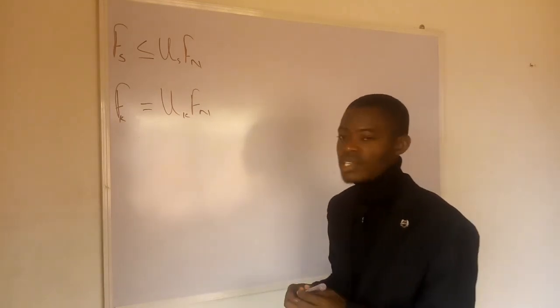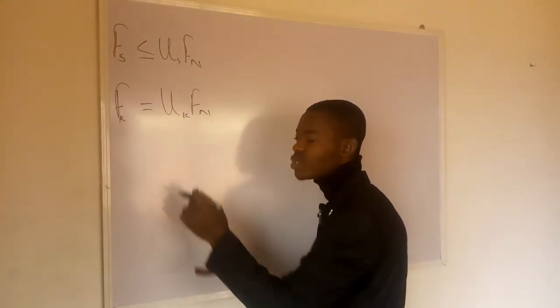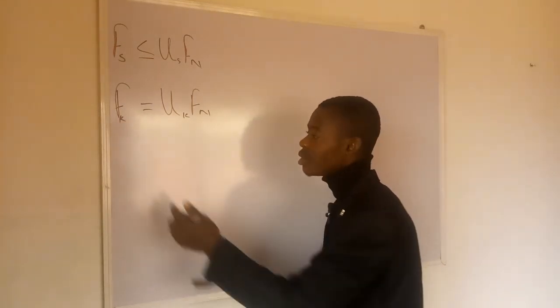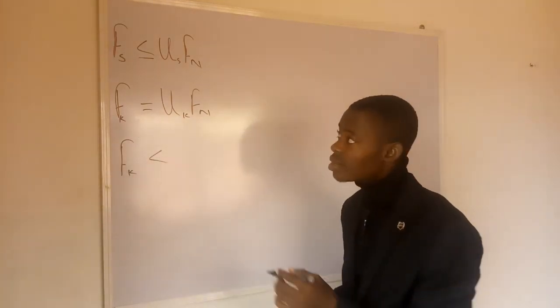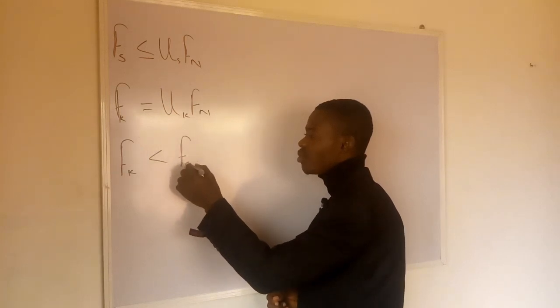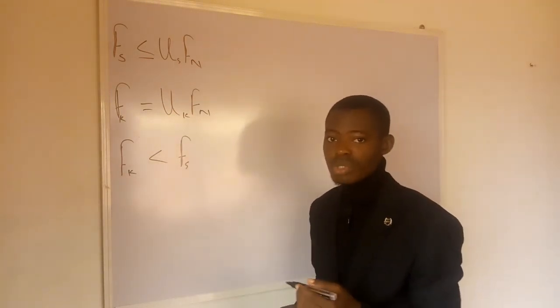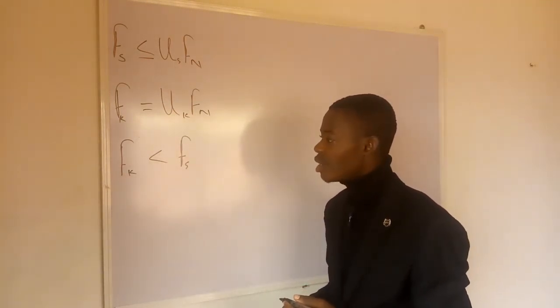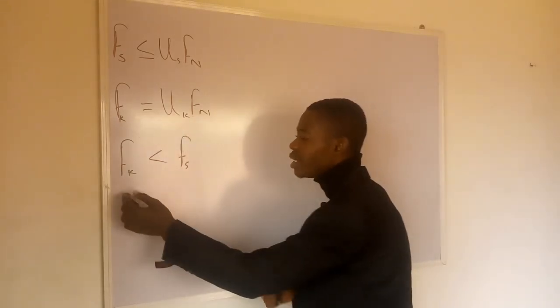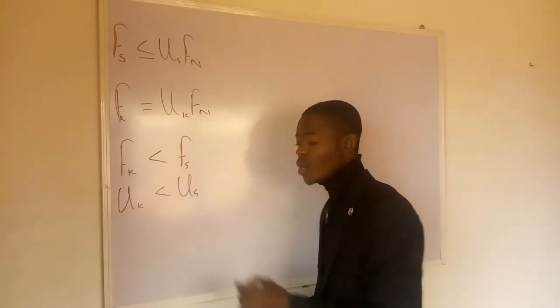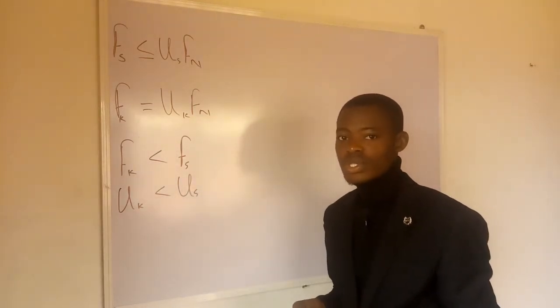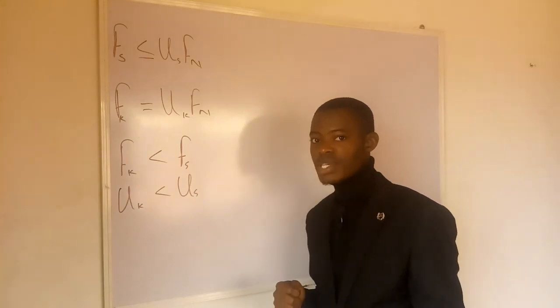So if that is the case, we can clearly say that the kinetic friction, which is the friction due to motion, F sub k, is always less than the static friction, which is the friction we have to overcome in order for an object to begin to move. Now, if that is the case, we can clearly say that mu k also is less than mu s. Why am I bringing this up? It's because when we get to an example, you will see what I'm saying makes sense.